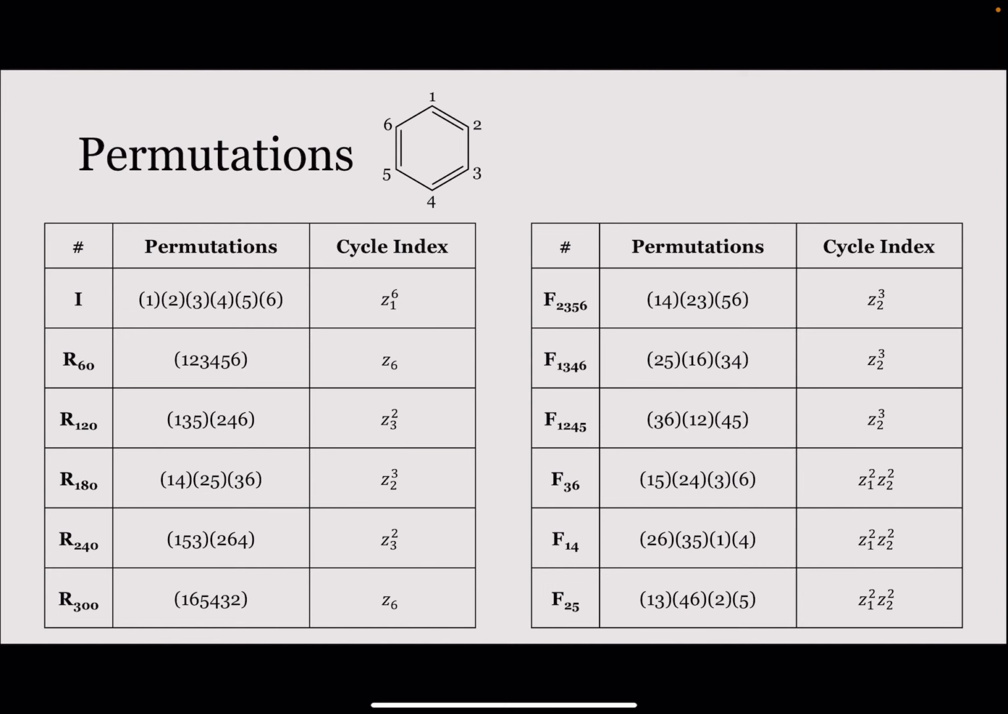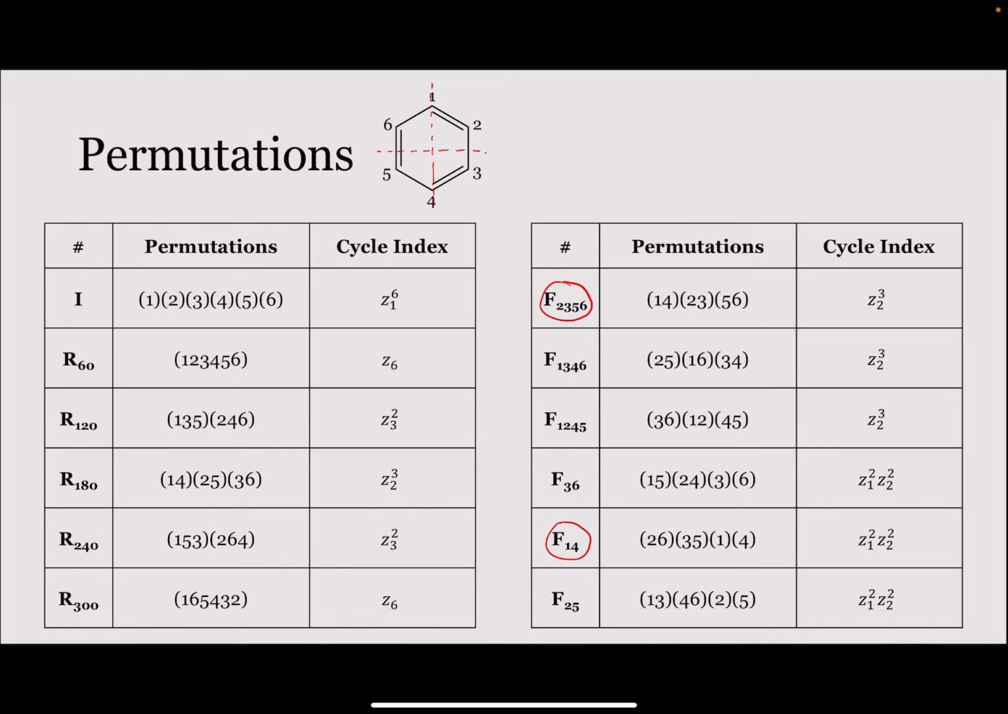For example, flip 2, 3, 5, 6 just corresponds to a flip over here. So we can see 1 and 4 will flip, 2 and 3 will flip, 5 and 6 will flip. And then, for example, flip 1, 4 would just represent a flip down this axis over here.